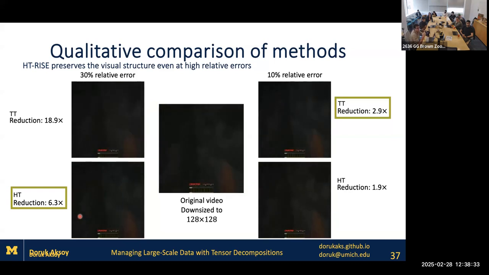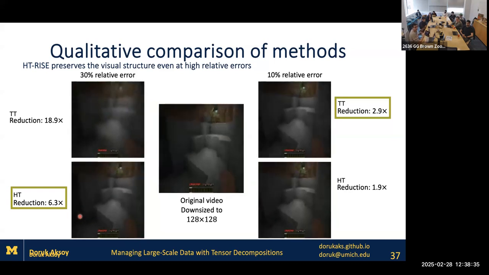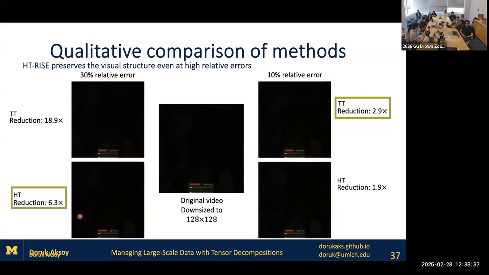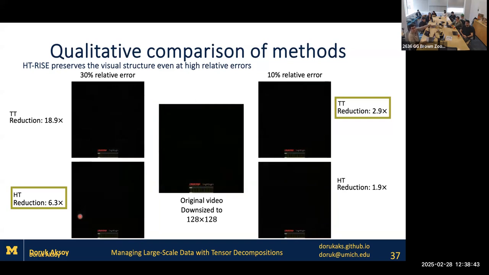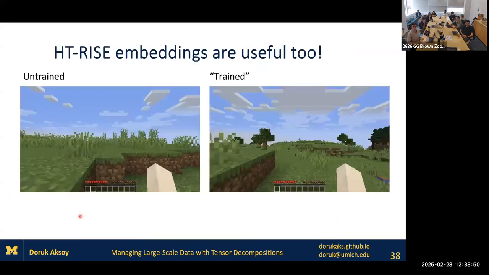The structure is better preserved with a hierarchical Tucker compression, and therefore the hierarchical Tucker achieves better qualitative reconstructions than the tensor train, even at higher relative error compressions. And we also have tried training a behavioral cloning pipeline, a very preliminary one you will see, with the hierarchical Tucker embeddings, and we actually have shown that they are also useful, similar to the TT-ICE embeddings.